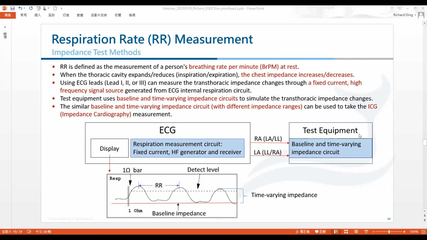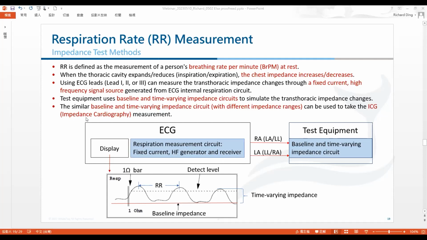So the test equipment must have a circuit. The circuit can change the baseline impedance and the time varying impedance. Baseline impedance means the chest baseline impedance. Time varying means when breathing, the chest volume changes, right? That means the chest impedance changes. So the test equipment uses a baseline and time varying impedance circuit to simulate the transthoracic impedance change. Using this way we can get the breath waveform here, and the ECG receiver circuit can calculate the respiration rate.